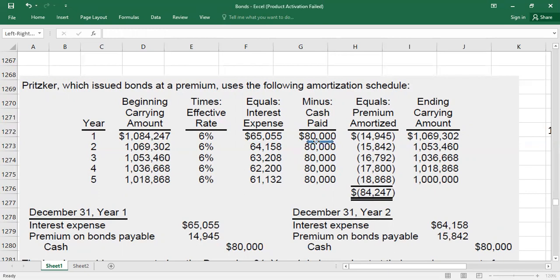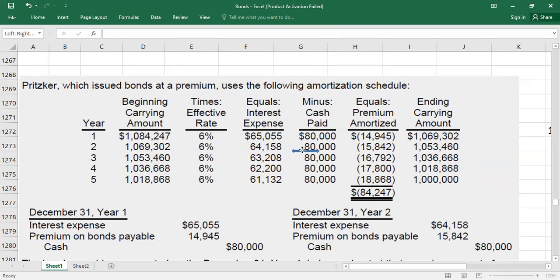Now you take the difference of interest expense, which is $65,055, and 80,000. The difference is 14,945. This is called premium amortized. Now you have the beginning carrying value minus amortization of premium. This is how you get the ending carrying value. This ending carrying value will be the beginning for next year, again times the interest rate. You will get the interest expense, which should be recorded in the income statement.